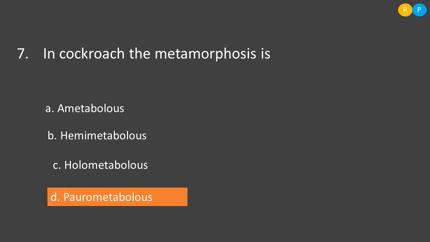Clear? So what type of metamorphosis can be seen in cockroach? So let us look into the options. Option A, ametabolous. So ametabolous is a kind of metamorphosis. It can be seen in silverfish.